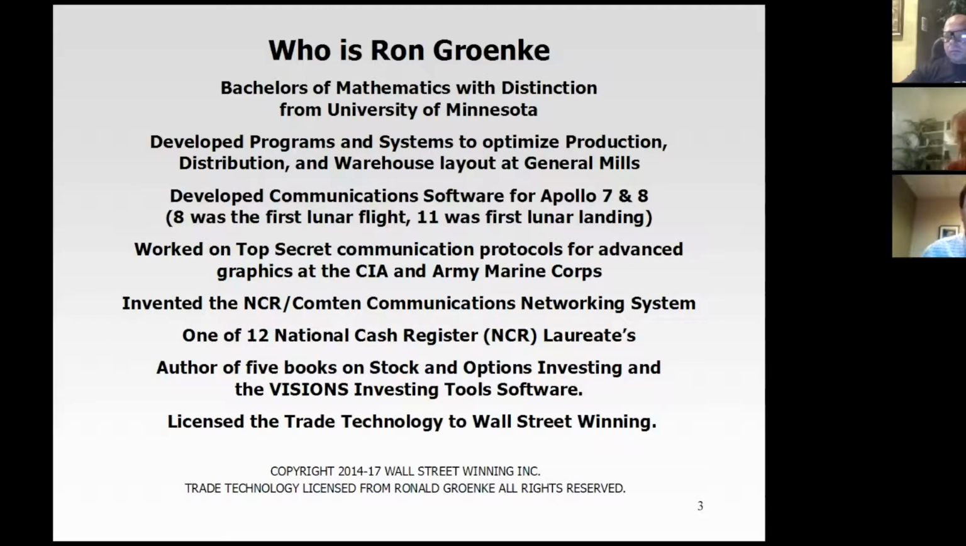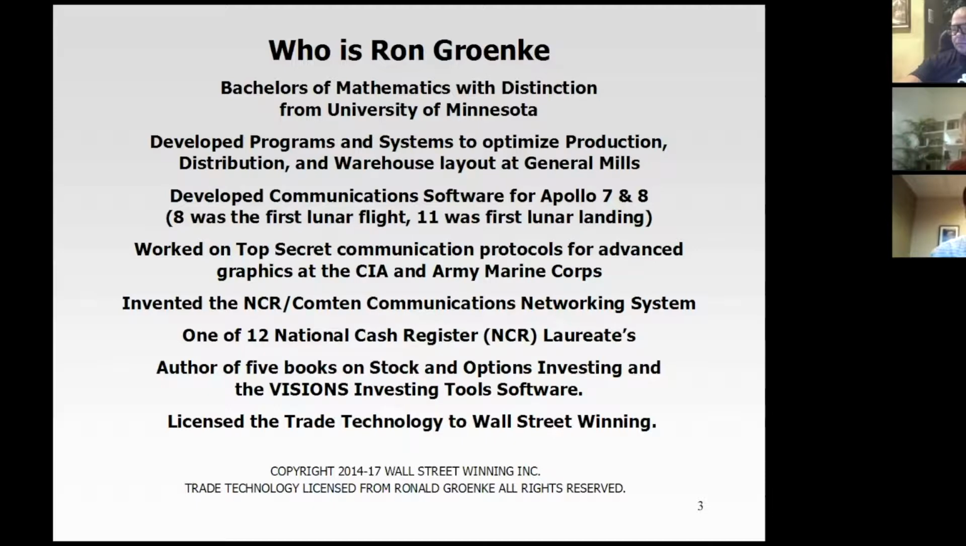So who am I? Ron Groenke. Well, I have a bachelor's degree in mathematics. I developed lots of systems and programs for production, distribution, and warehouse at General Mills. In general, I used my math capabilities for optimizing systems. So the key is optimizing, and it takes a lot of modeling and so forth. I developed communication software for Apollo 7 and 8. That was a long time ago, but in those years it was significant in the sense of the resources we had available. So it was a major, major task.